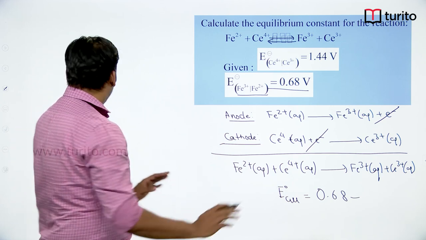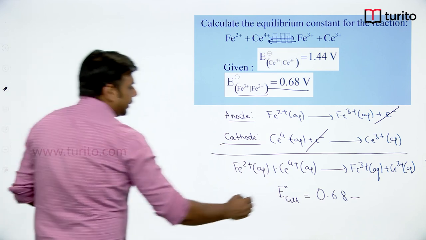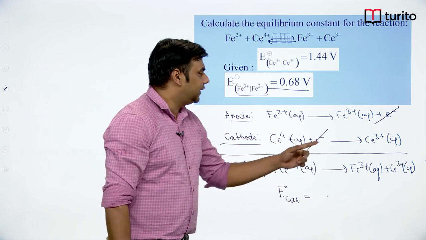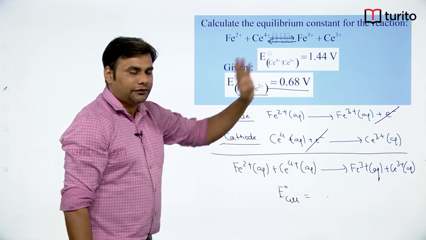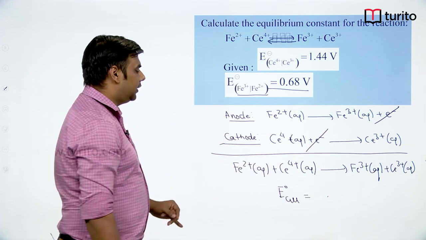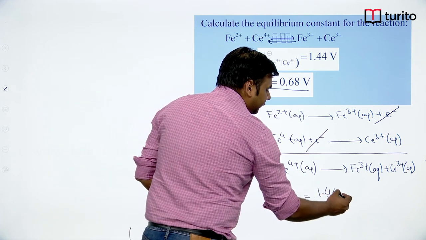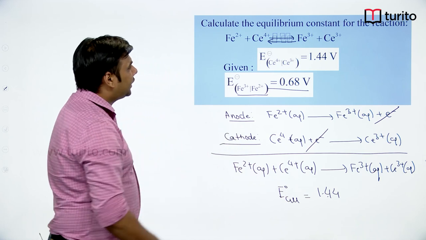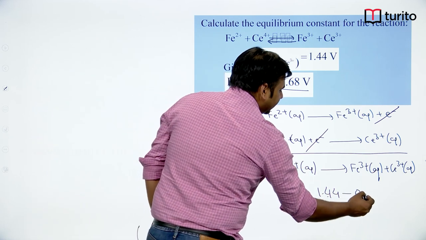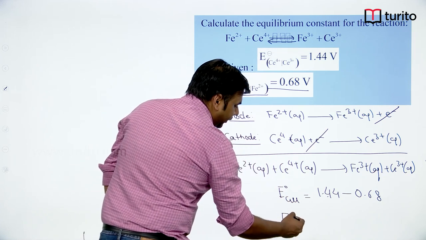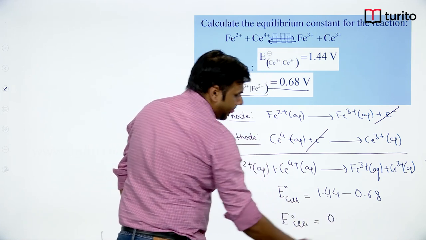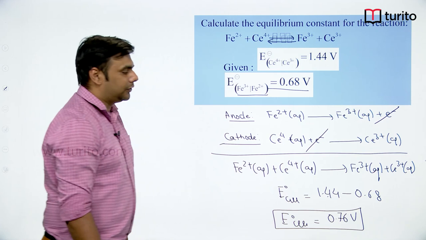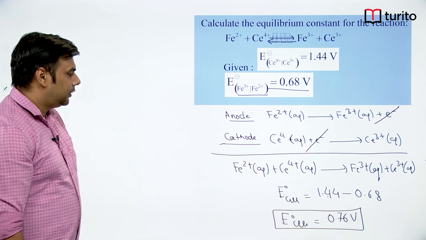Sorry, I just made a mistake over here. I've just read the data wrong. So we know that cerium 4 plus is getting reduced, so the reduction potential of cerium 4 plus is 1.44. So E naught cell would be the reduction potential of cerium 4 plus, that is 1.44, minus the reduction potential of iron 3 plus. In this case, we have been given the value as 0.68. So when you do this, E naught cell becomes equal to 0.76 volt. So this is the value of E naught cell. Hope this is clear to you.